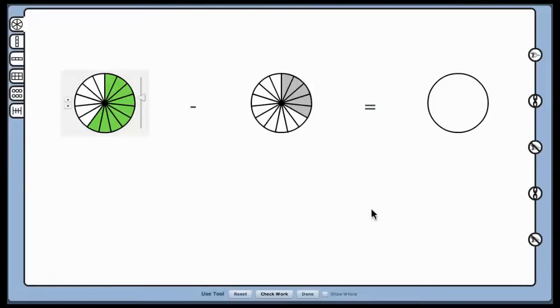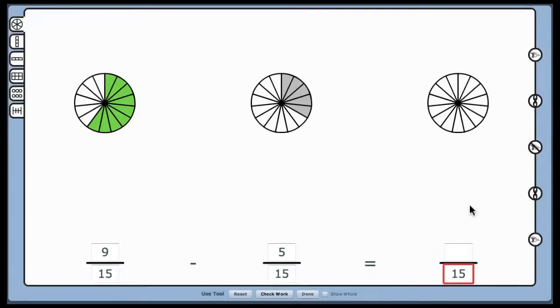Once the parts are the same size, show the equation and ask students, now that the parts are of equal size, are the denominators the same? Provide students with many opportunities to practice with and without linking.